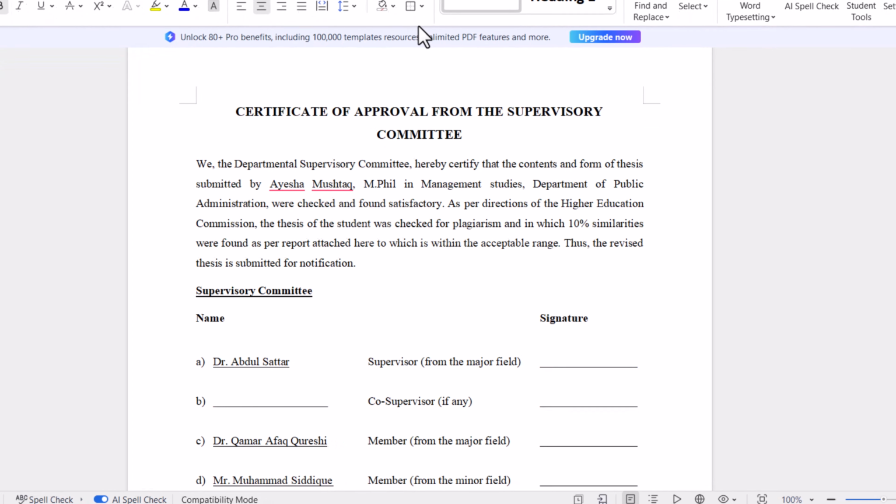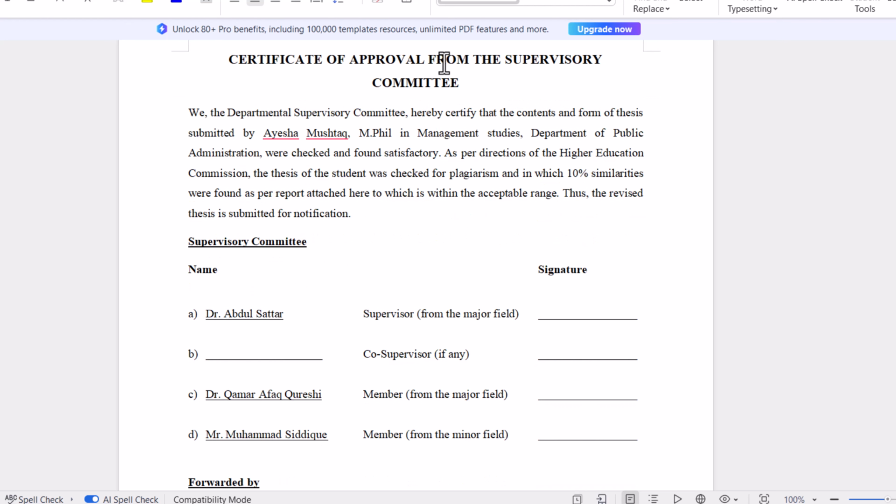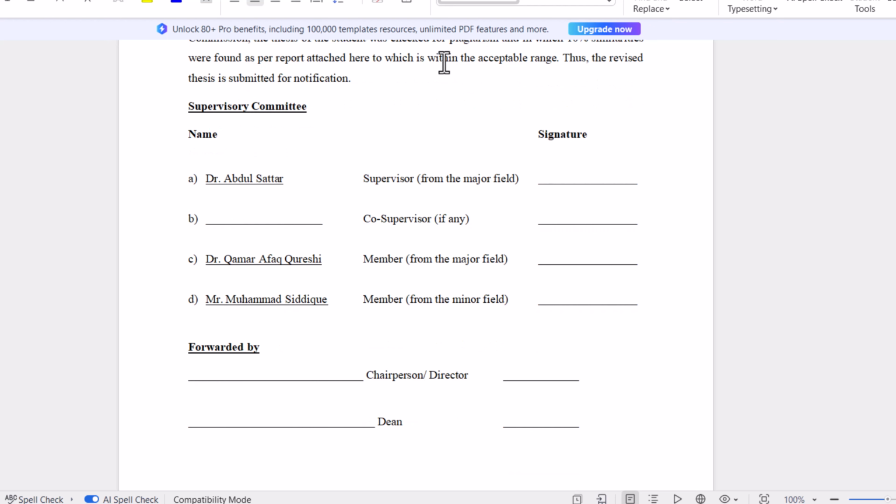2. Declaration and certification. A declaration is a statement made by the candidate confirming that the work presented in the thesis is their own and that they have not plagiarized the work of others. A certification is a statement made by the candidate's supervisors or other academic staff confirming that the work presented in the thesis is of an acceptable standard.